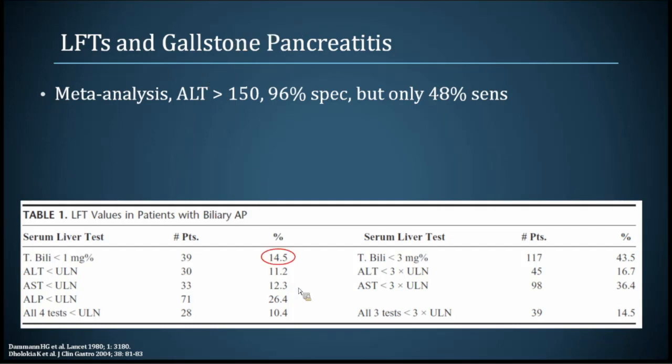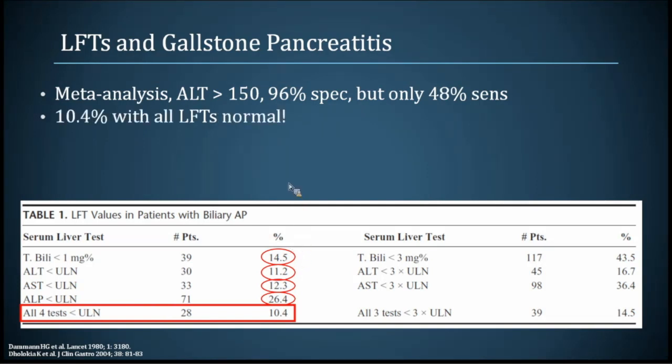But look at the other patients in this series. 14% had a normal bilirubin, 11% had a normal ALT, 12% had a normal AST, 26% had a normal alk phos, and 10% had all 4 major LFTs normal. Now, granted, there are some methodological flaws in that study, but nonetheless, the point is well taken, that the LFTs don't have to be very dramatic.